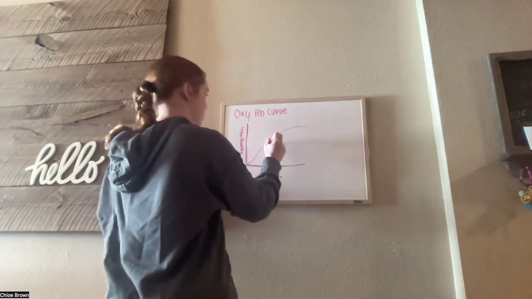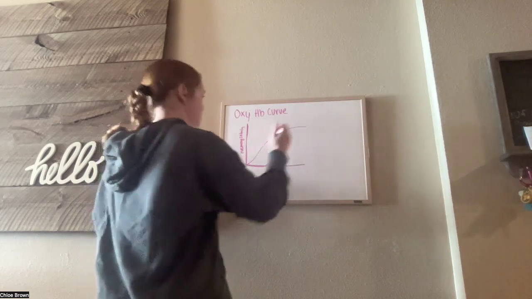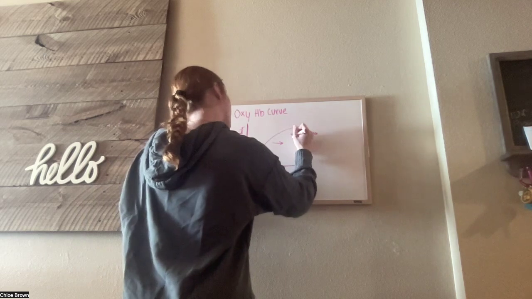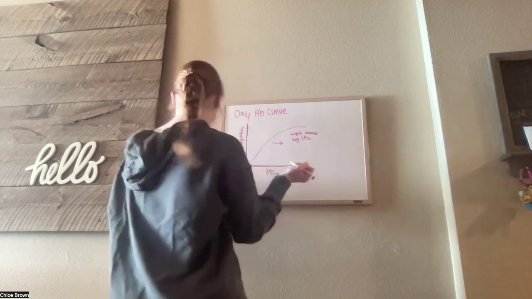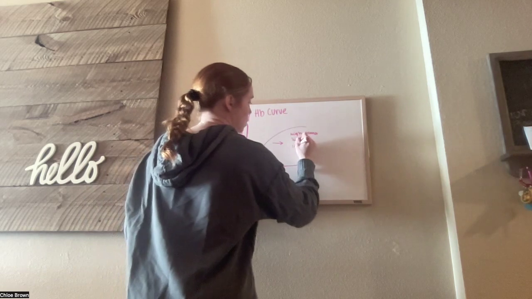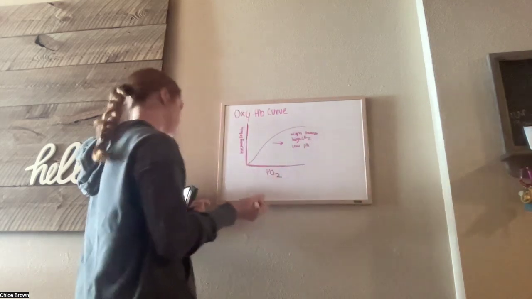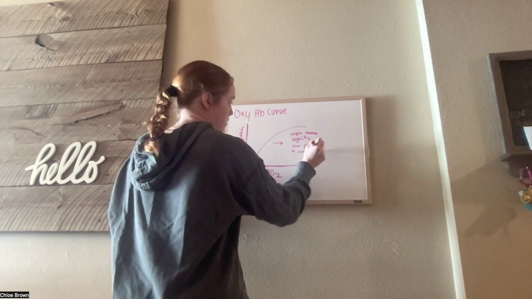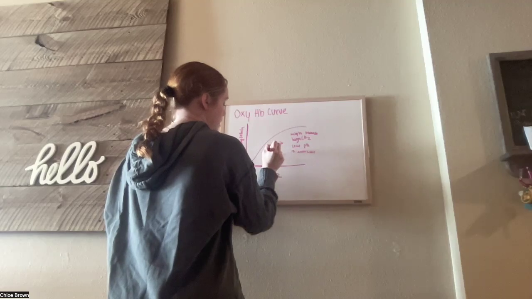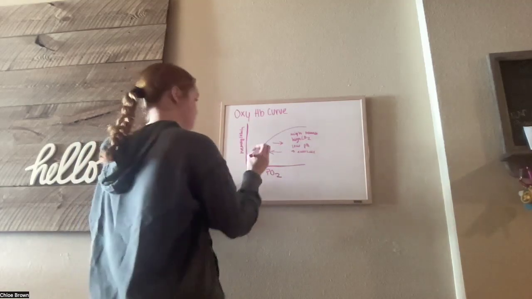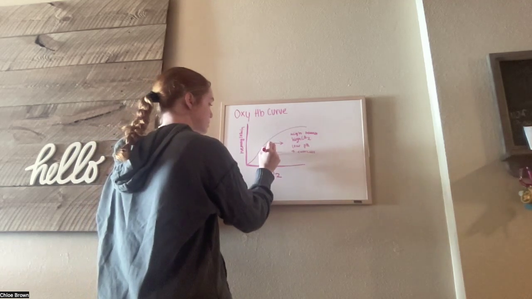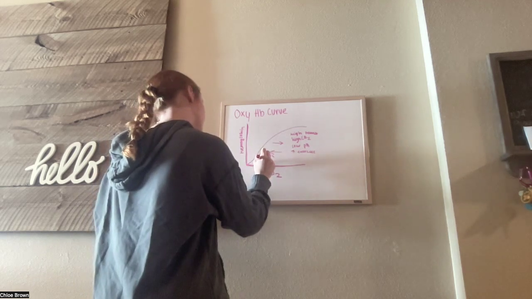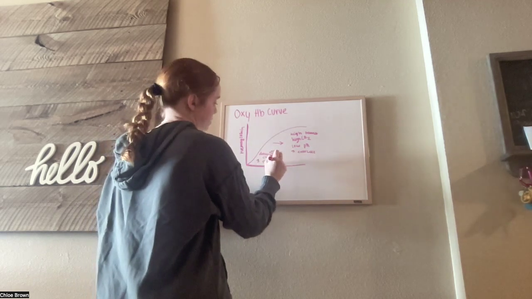And then a rightward shift would be due to a higher temperature, high carbon dioxide concentration, low pH, or increased exercise. And then a shift to the left would be a decrease in CO2, an increase in pH, and a decrease in temperature.